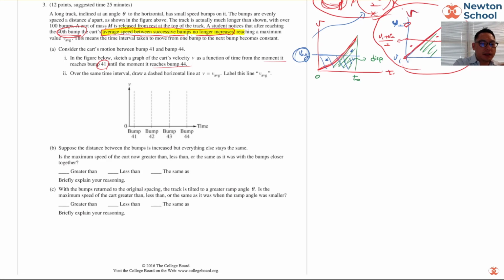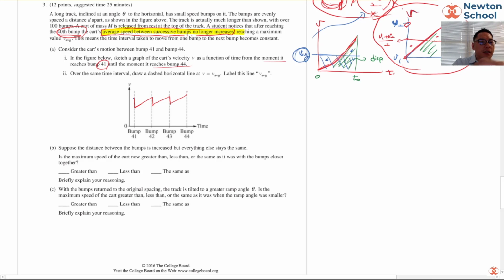So probably it's going to look like this: before you reach bump 1, you get velocity like this. Once you reach bump 41, this will reduce drastically. Actually, I want to make it a bigger drop, so I'll use red. I'll use a bigger drop like that. Then it increases at the same rate, probably g sine theta, the acceleration. Then once you reach the next bump, it drops fast. Then it goes there, right? So you can see the pattern.